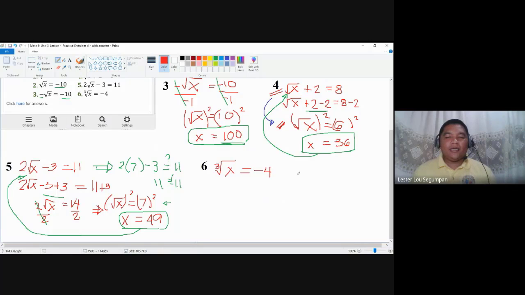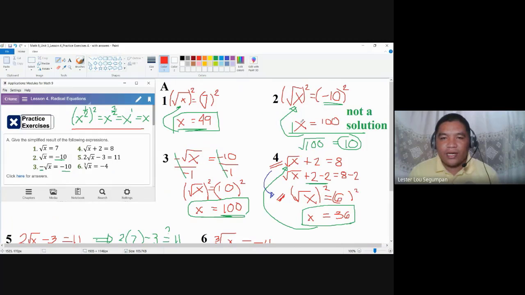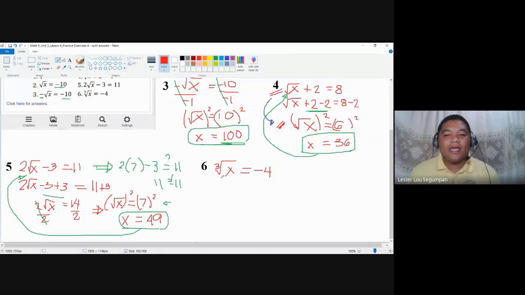You might be tempted in saying this is similar to number 2, wherein the right hand side is a negative number. Therefore, this is not a solution. You might get tempted with that, but you just need to determine first what type of radical expression is being presented. In number 6, it's not square root, but it's cube root. So before jumping into different conclusions, try to neutralize this. So instead of squaring this, we are going to cube this. Cube. And then do the same thing on the other side.